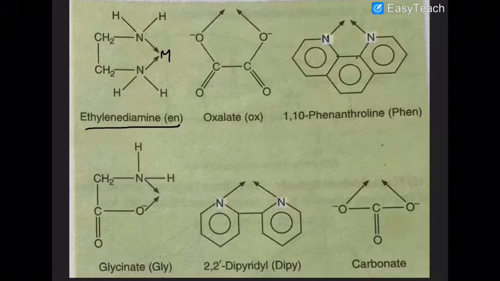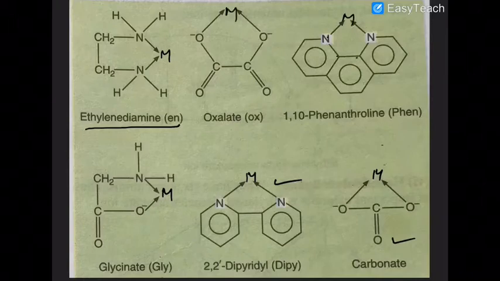Then you have 2,2'-dipyridyl, or it is popularly known as bipyridine. That also is able to form chelation around the metal atom. Then you have carbonate. All of these are excellent examples of chelation. The arrows are going towards the central metal atom. Are you getting that, in each and every case? So this is the cyclization of the ligand around the central metal atom, that is known as chelation.